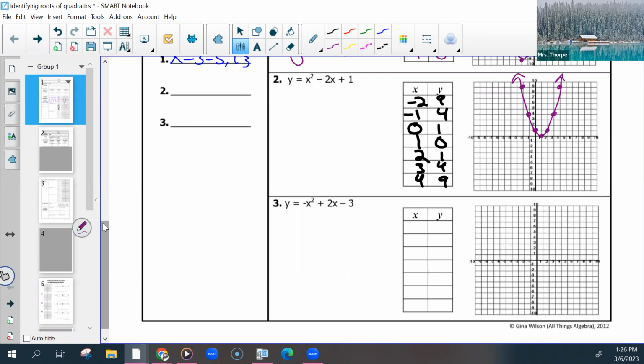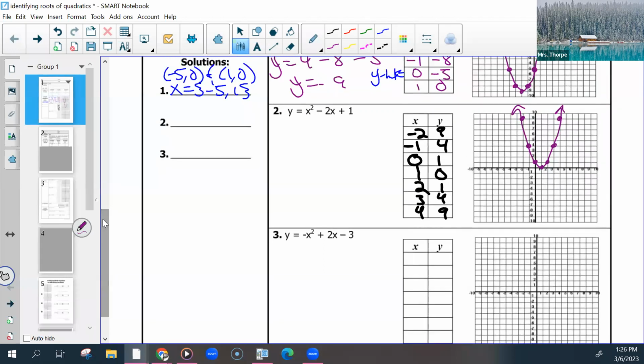How many solutions do we have? One. And then what is it? It could be 1, 0, correct. And then the last one, we're gonna do on the graph. So put that into y equals.